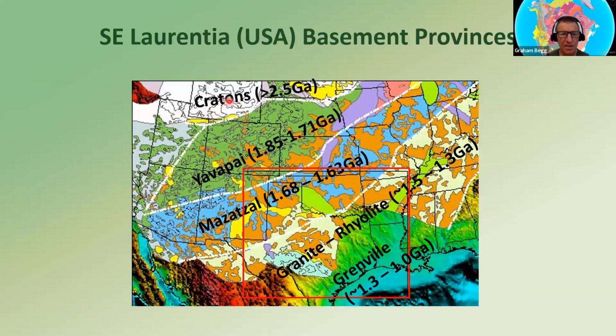Let's look at the southeastern US. These are a series of Proterozoic terranes stepping southeastwards as they get younger. So we've got the Archean cratons to the north, the Superior and the Wyoming. And then this is a basement map, which shows the arc terranes of the Yavapai province, then the slightly younger arc terranes of the Mazatzal province. And again, they're younger for the granite-rhyolite province, and then the Grenville down here.